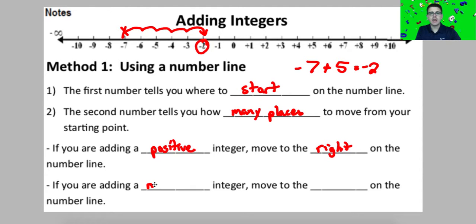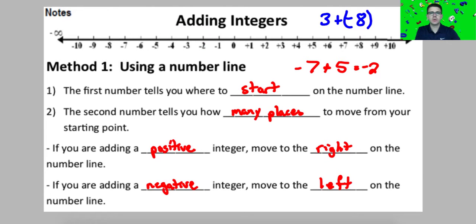If I'm adding a negative integer, I'm going to move to the left. Okay? So let's say we had the problem 3 plus -8. And you'll see sometimes the -8 is written in parentheses. It's really just a fancy way of writing it so you know that the negative and the 8 go together. It doesn't mean you're doing something out of order, or it's not like parentheses in order of operations where that number has to go first. It's really just so you know that the negative and the integer go together.